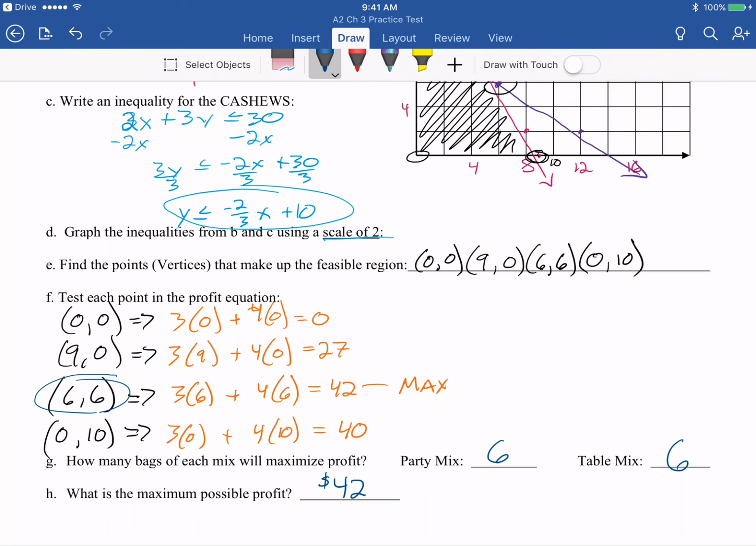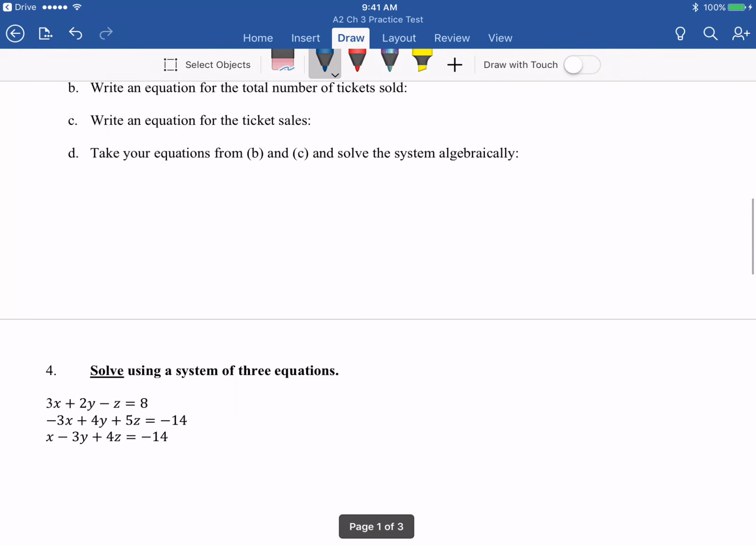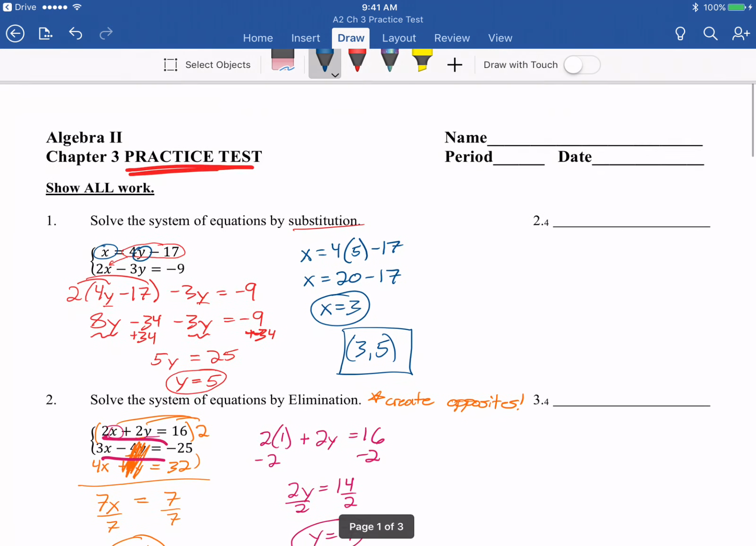All right, so good. That practice test has a lot of only 6 problems, but it has a lot of really, really tough, long kind of processes here.